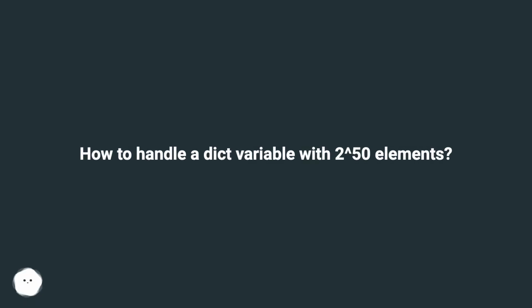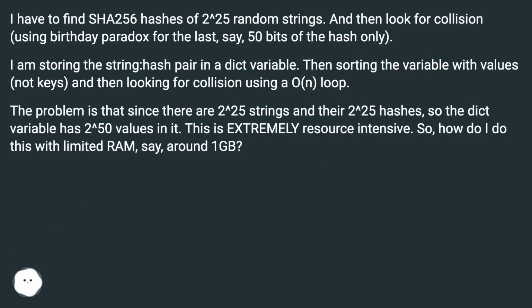How to handle a Dict variable with 2 to the power of 50 elements. I have to find SHA-256 hashes of 2 to the power of 25 random strings, and then look for a collision, using the birthday paradox for the last, say, 50 bits of the hash only. I am storing the string-hash pair in a Dict variable, then sorting the variable with values, not keys, and then looking for a collision using an O(N) loop.